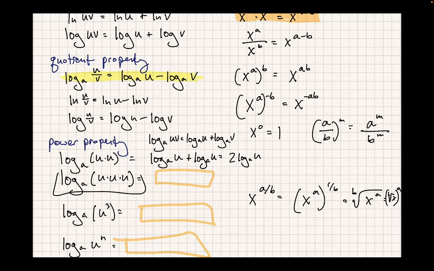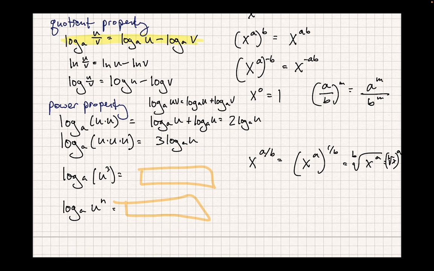Okay, can you do the next one? The same thing but three times. So it's going to be 3 log base a of u. And the next one is also going to be 3 log base a of u. These two things are equivalent to each other. And then n log base a of u.